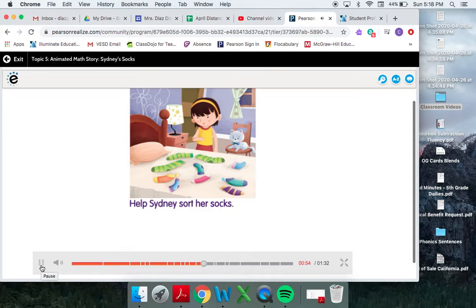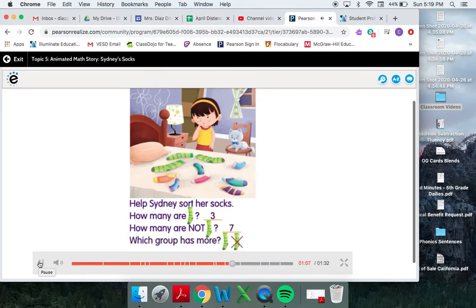Help Sydney sort her socks. How many are? 3. How many are not? 7. Okay, students should count 7. There's quite a few there. Some students might be able to go count by 2s. Some might be able to go 4 and 3. Some might have to go 1-to-1 counting. Which group has more? Not green socks.